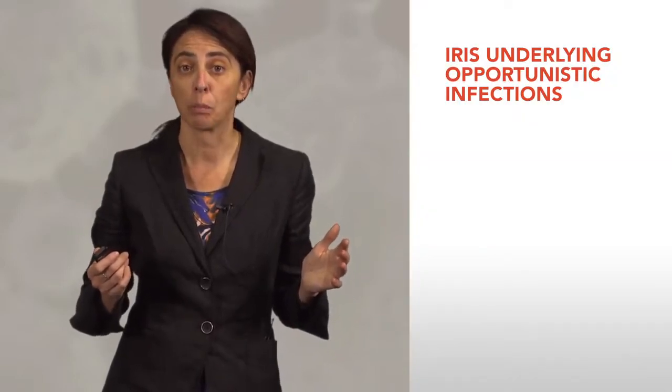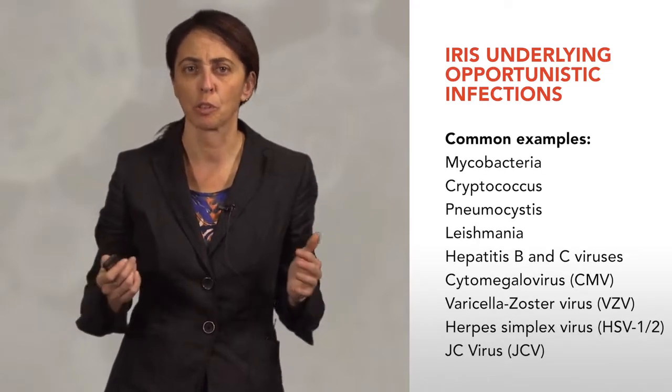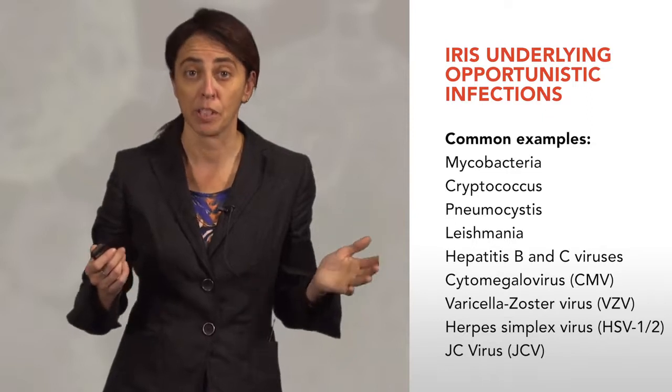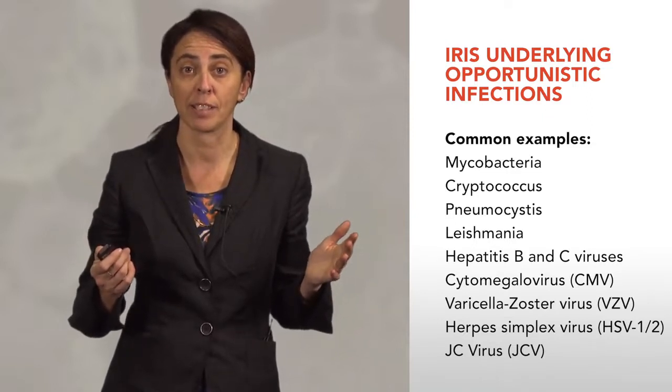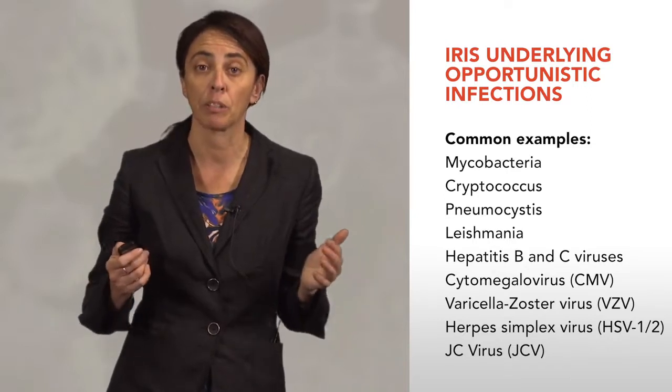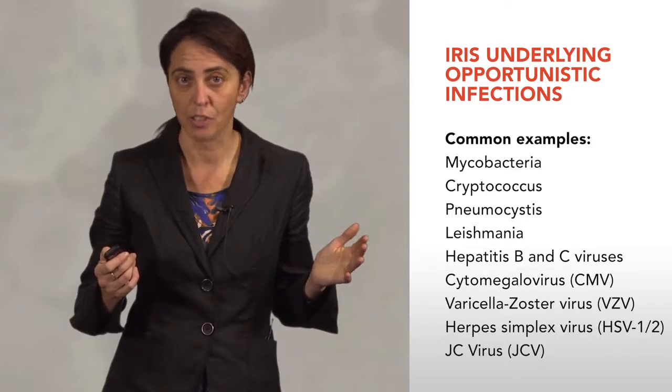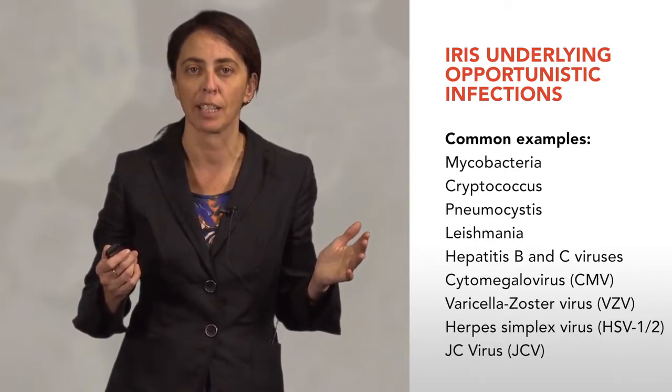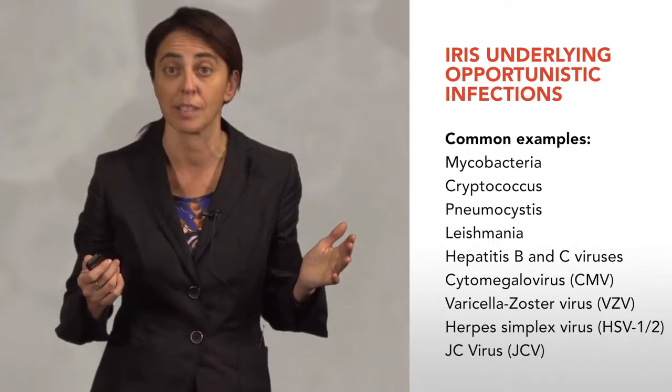The key part and also the characterizing component of IRIS is inflammation. Inflammation is directed against infectious or non-infectious antigen with a resulting inflammatory reaction that may be very, very deleterious. And the inflammatory reaction in IRIS can be sustained by a number of different types of antigens. Most commonly, we have an underlying opportunistic infection, such as infections caused by mycobacteria, cryptococcus, pneumocystis, leishmania, or by viruses such as hepatitis B and C viruses, cytomegaloviruses, varicella zoster virus, herpes simplex viruses, or JC virus, like in the case of PML, that is progressive multifocal leukoencephalopathy.